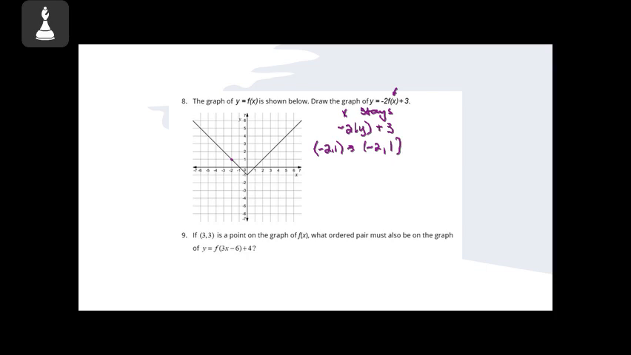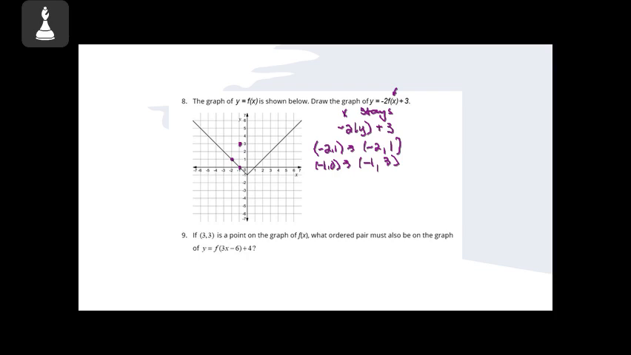So that point actually stays right where it is. This point here, -1, 0, is going to stay -1, but let's do the y. -2 times the y, which is 0, plus 3 is 3. So -1, 3 is my new point.